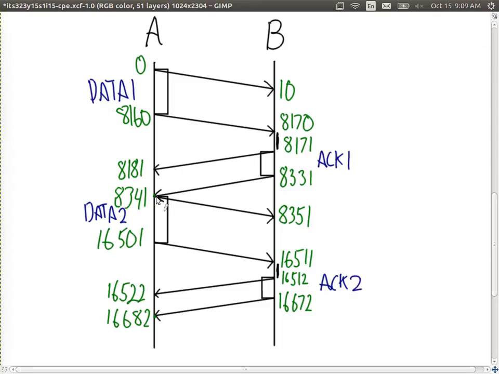Let's move on to the next data frame. Transmit data frame 2. It propagates, is processed, the ACK 2 is transmitted back, and it fully arrives at time 16682. So this was using a different protocol. Let's just finish the calculations of throughput in this case. We could keep drawing frames, but we won't, because I think you'll see the pattern.